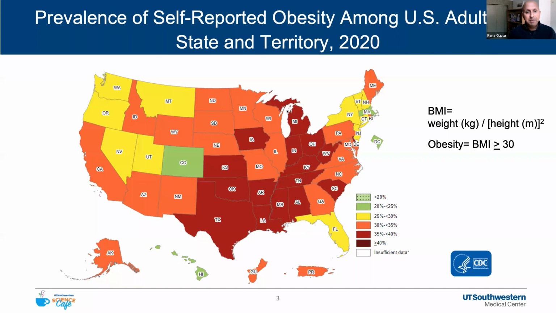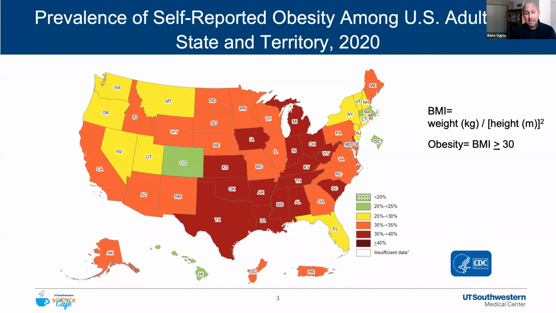If you look at this heat map here, which indicates the prevalence of obesity amongst all adults across the country, the more red you see, the higher percentage of individuals have obesity. And indeed, about 35% of Texans, adults in Texas, are considered obese. So what is considered obese?